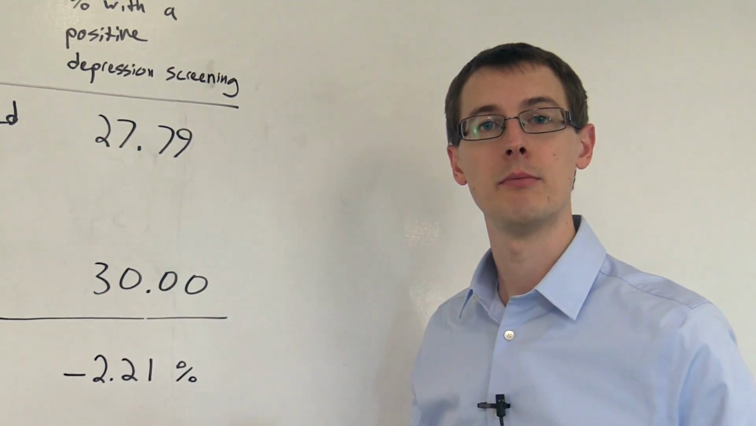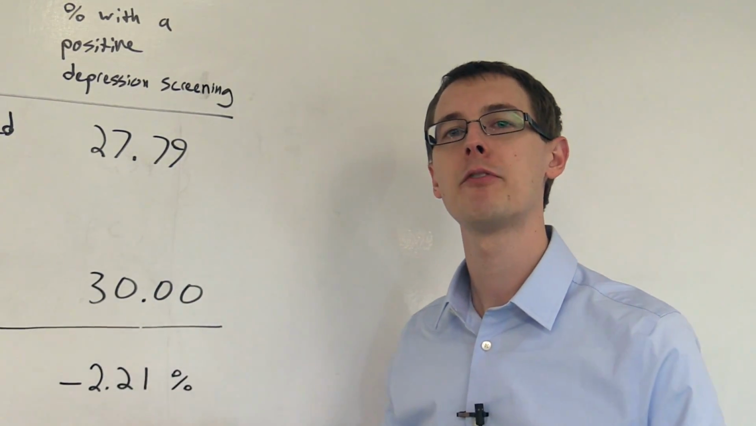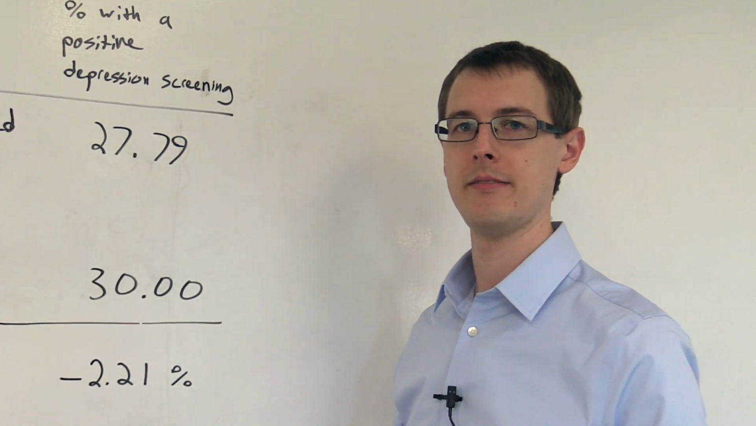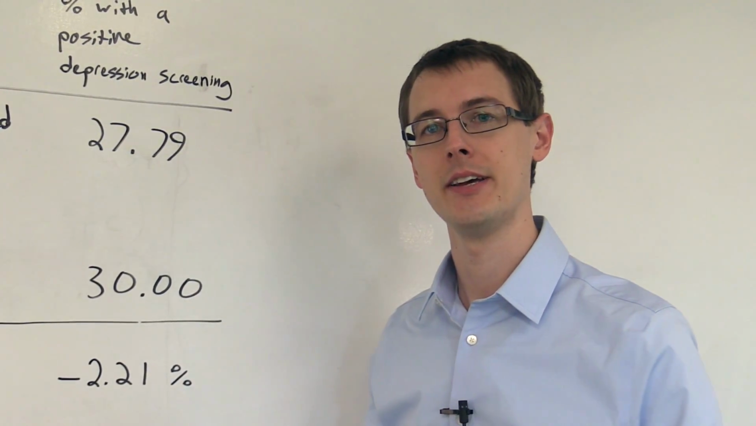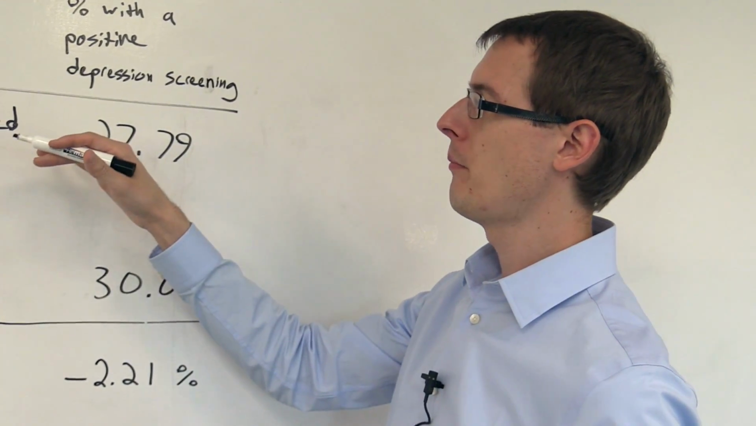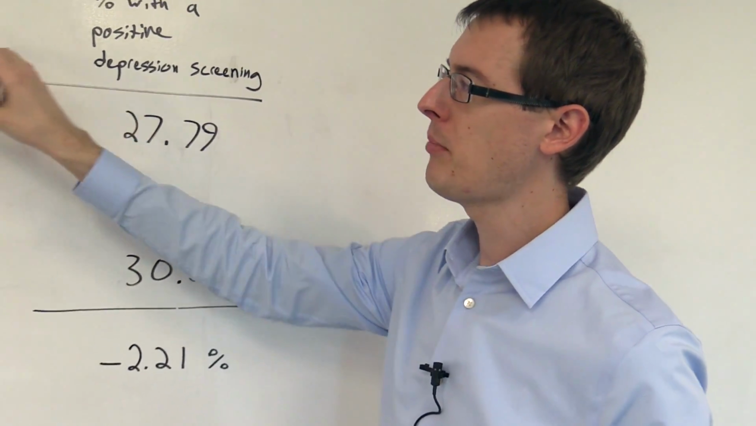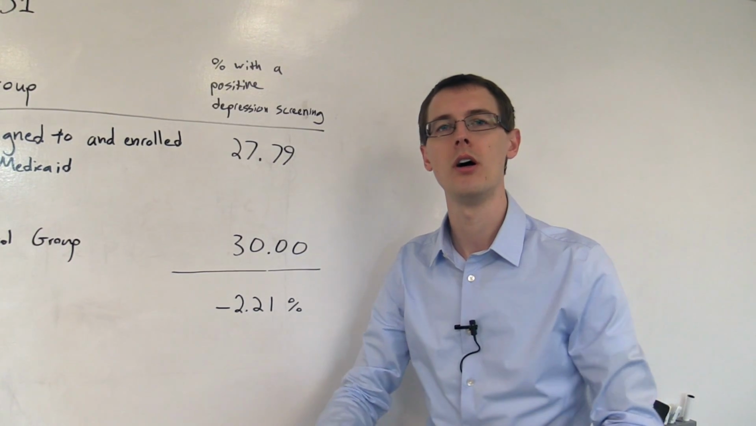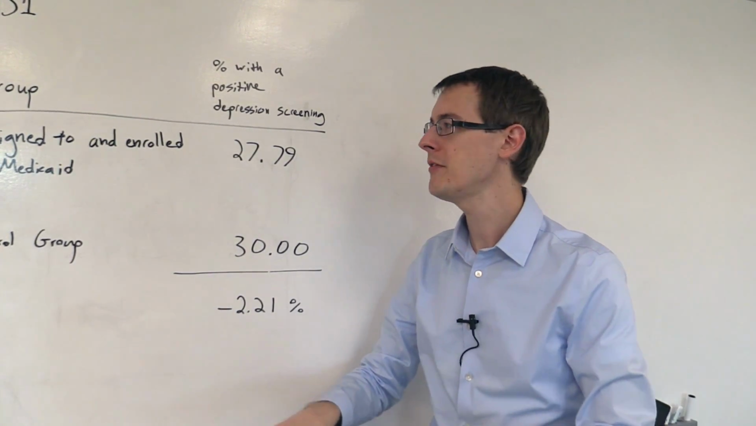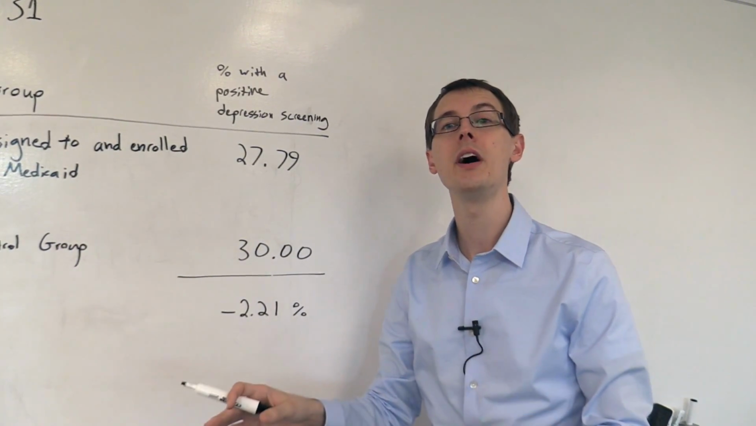So we know one of those numbers, 30%. That's the average when nobody gets Medicaid. What about the other one? The average when everyone gets Medicaid. Because of random assignment, the people who were assigned to get Medicaid are a random sample of all our people. So if all of them complied, we'd be done.